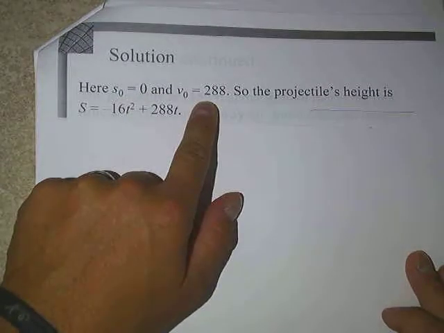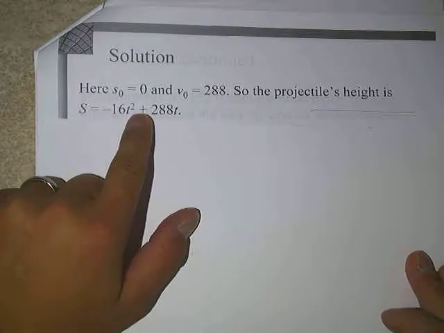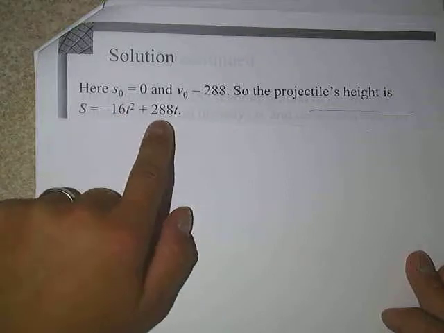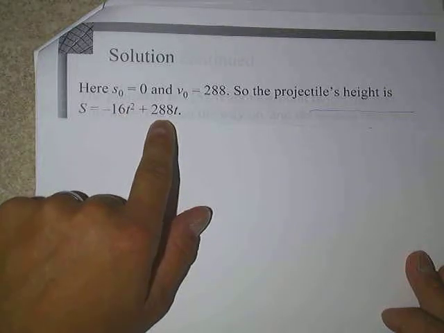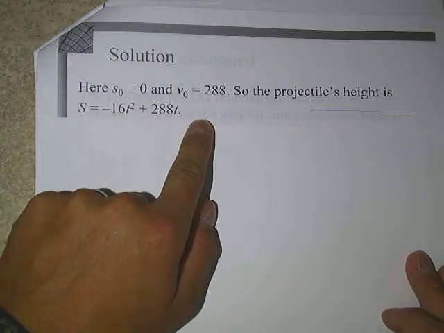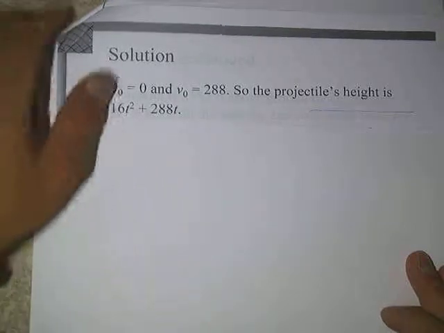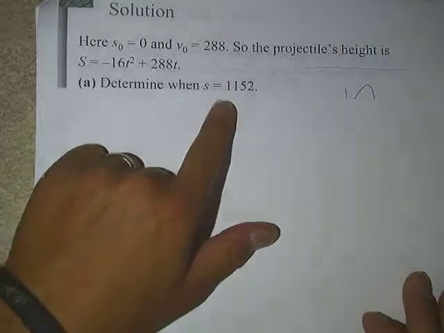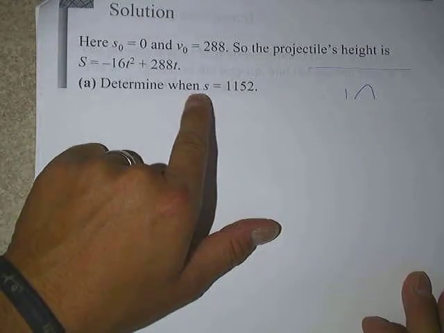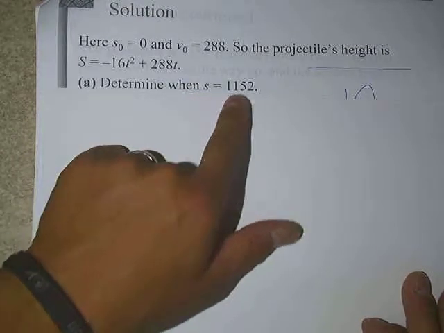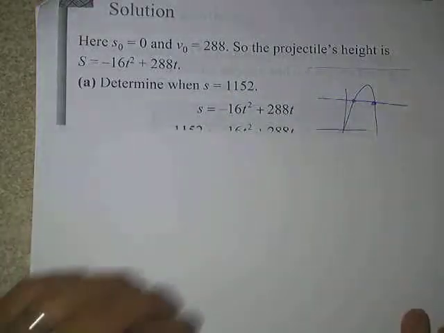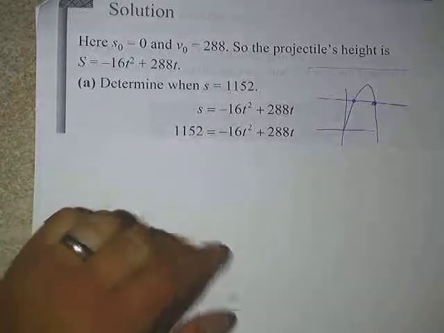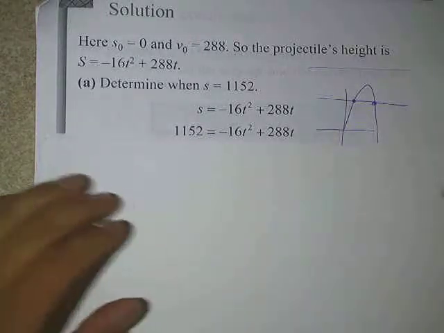So if we write our equation, S sub 0 is going to be 0 because we're firing it from where? The ground. They told us the initial velocity is 288, and so the equation is going to be still negative 16t squared, that's always there, plus 288t, and S sub 0 is 0, so we don't have a constant term in this case. Now, what we really want to figure out here in part A is to determine when, at what time does S become 1152.